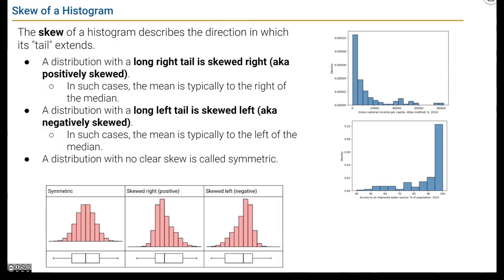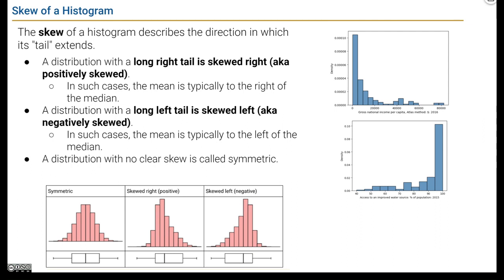All right, we also have this idea of what's called skew. And in this case, it's capturing if one tail of the distribution is longer than the other. That's at least how we're going to think of it in this class. And for our purposes, we're going to have kind of a simplified description. A distribution with a long right tail is what we're calling skewed right or positively skewed. Most of the time, that means that the mean or the average is going to be to the right of your median.